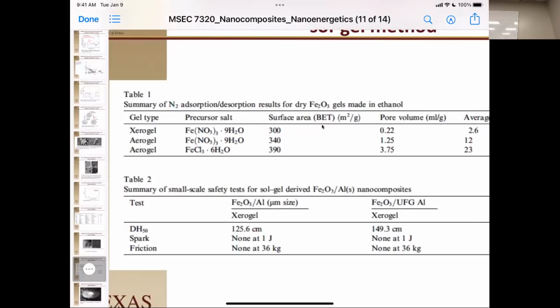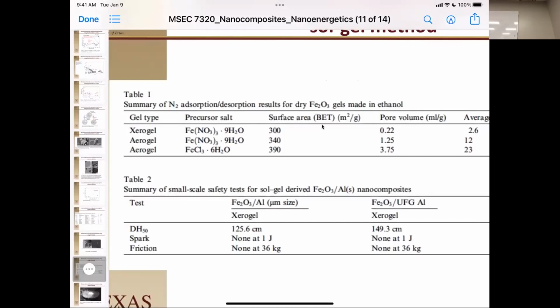The gold standard is TNT, trinitrotoluene. It has a drop height of 50 centimeters. Okay, so what we're saying here is that you can drop this 3 times higher and have it not detonate. So it's 3 times safer than TNT.